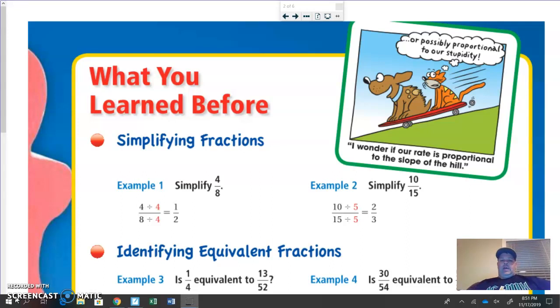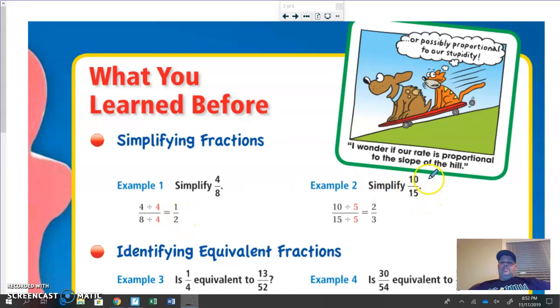The first thing that we are going to have to do in Chapter 5 is simplify fractions. We are going to simplify 4/8. One of the things that I know is I can simplify by dividing by the greatest common factor. The greatest common factor of 4 is 4 because I have 1, 2, and 4 as factors. The greatest common factor of 8 is also 4 because I have 1, 2, 4, and 8 in there. So when I divide both of these by 4, I simplify 4/8 to 1/2.